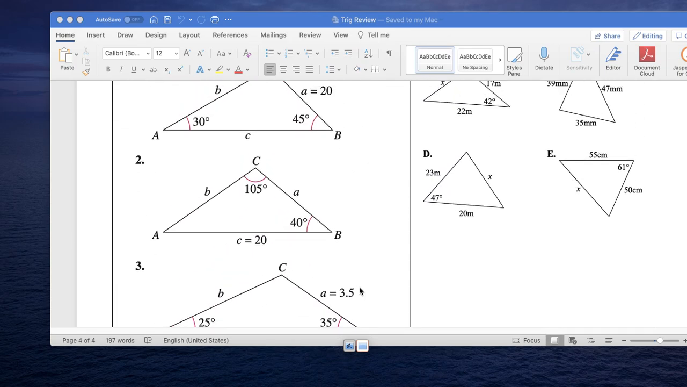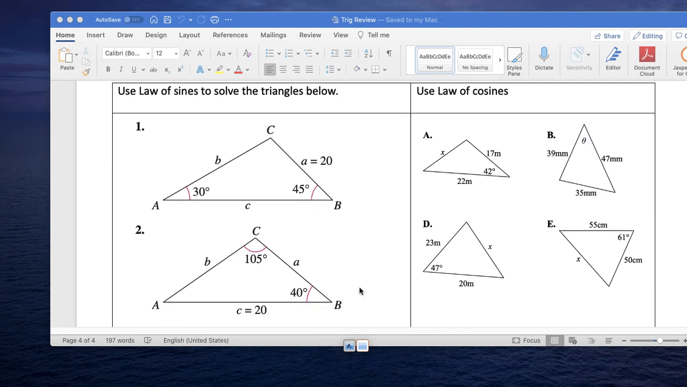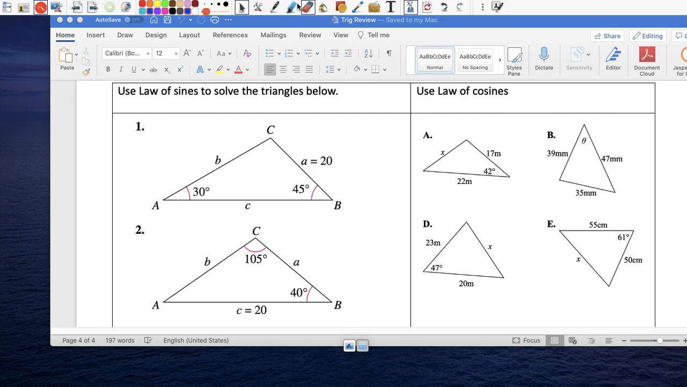Alright, so these ones are asking you to use law of sines to solve a triangle. Maybe I won't do all of them. Maybe I'll do two. Let's do the first one here, number 1. It's all labeled for us, so we can say 20 over sine of 30 equals little b over sine of 45, which equals little c over sine of, and again, we can find this angle. We're going to do 180 minus 30 minus 45, and it's going to give us 105. This is angle 105. So I'm going to write 105.